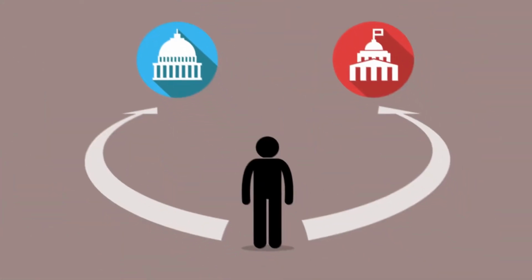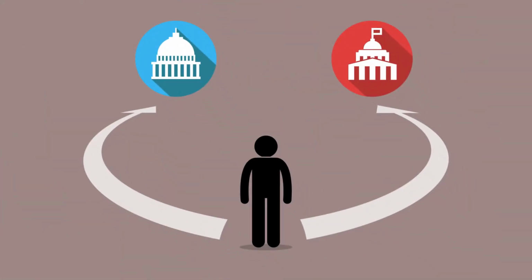Today we're going to take a look at federalism and identify the ways in which federalism divides power between national and state governments.